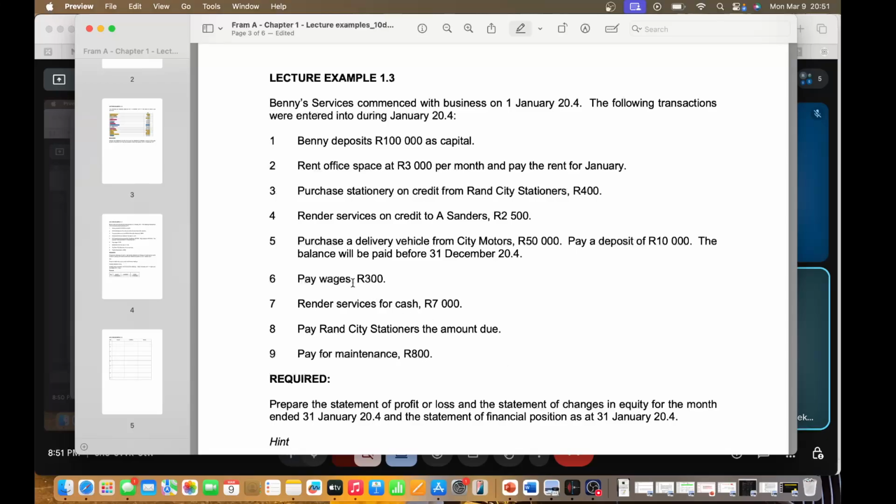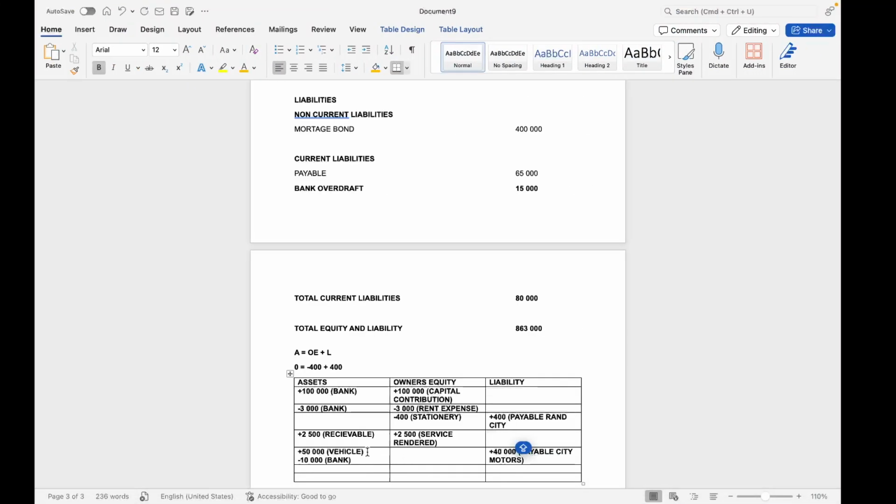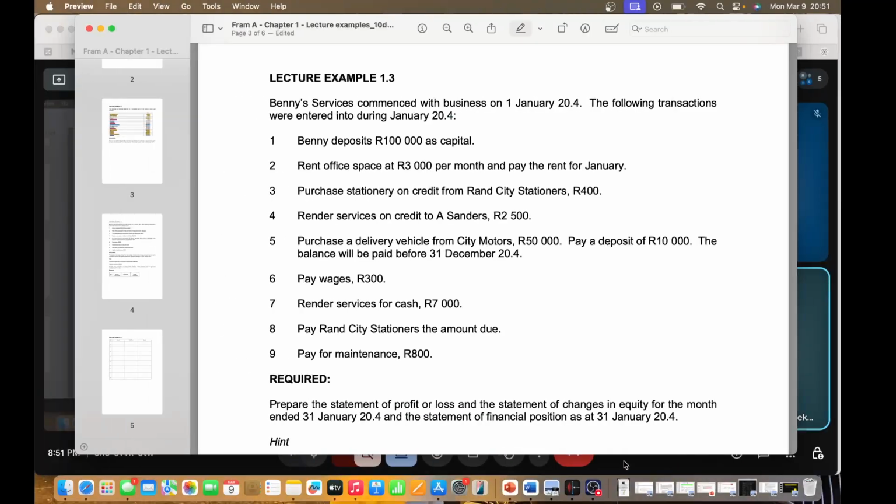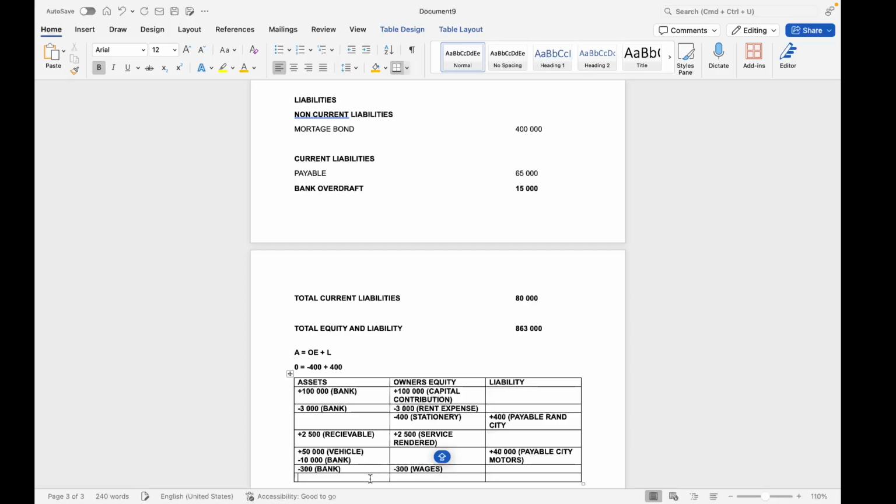Then we move on to pay wages 300. Again, this is simple. Wages is going to be minus 300 rands bank, and then our owner's equity is going to be minus 300 wages. Pretty much straightforward there. Services rendered for cash 7,000: if we render services for cash 7,000, it's going to be plus 7,000 bank and plus 7,000 services rendered.